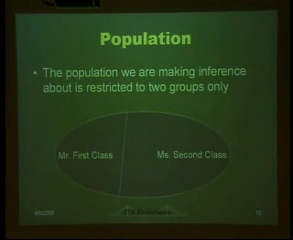I just wanted to point this out, because the population which was considered was just those two classes. But more generally, we should consider more classes. For example, if you want to make an inference about Mr. First's performance and Miss Second's performance, we should consider more classes, or we should consider a simple random sample from different classes. And in this case, we are dealing with a more complicated statistical analysis.